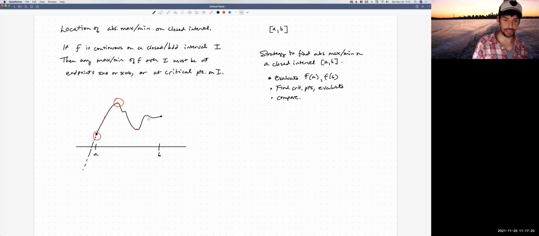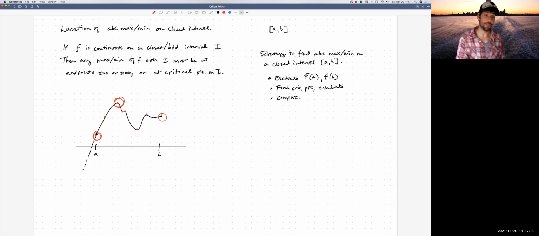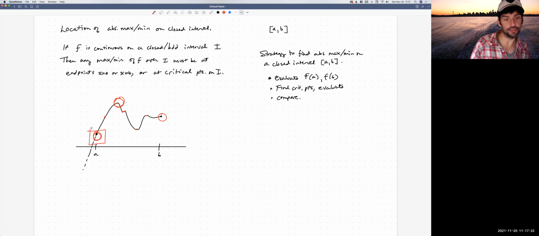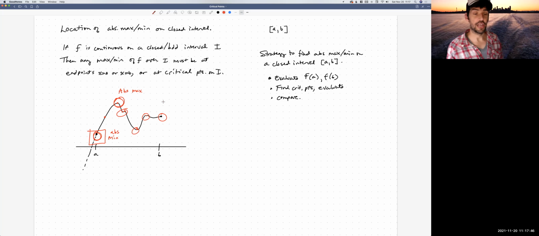Right, so if we were doing this problem here, we would evaluate the endpoint here, the endpoint here, and the critical points here, here, here, and here, and we would find this is the smallest value, so it's the absolute min. This is the biggest value, so it's the absolute max, right? All these other points are all local maximums and minimums. And then we have the other endpoint.